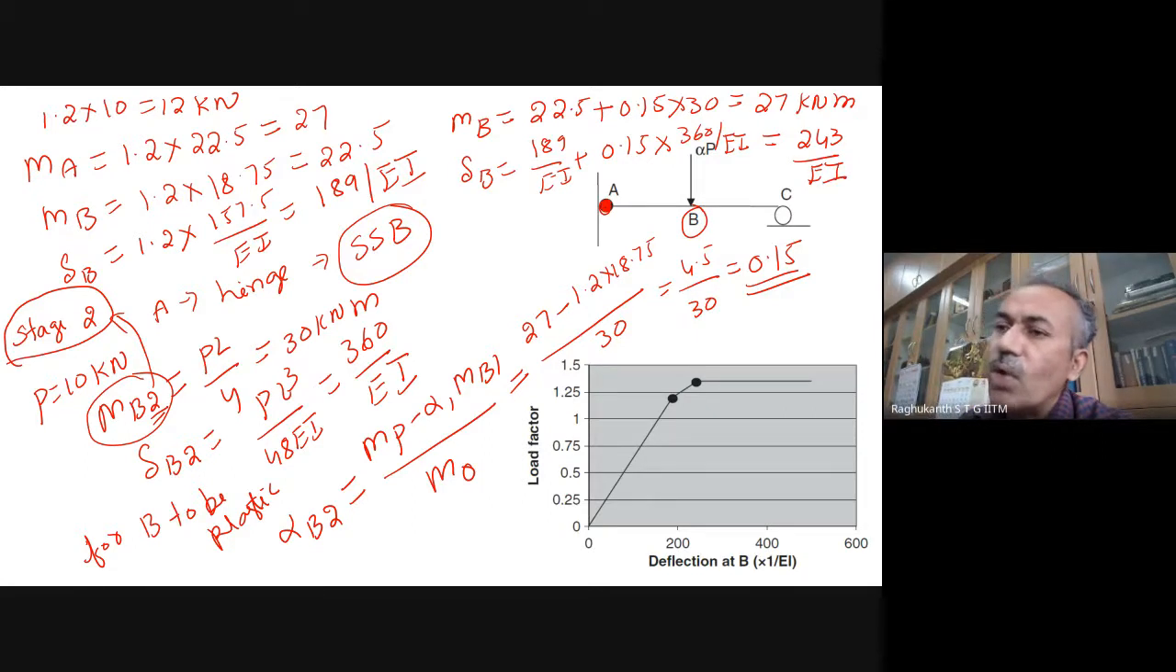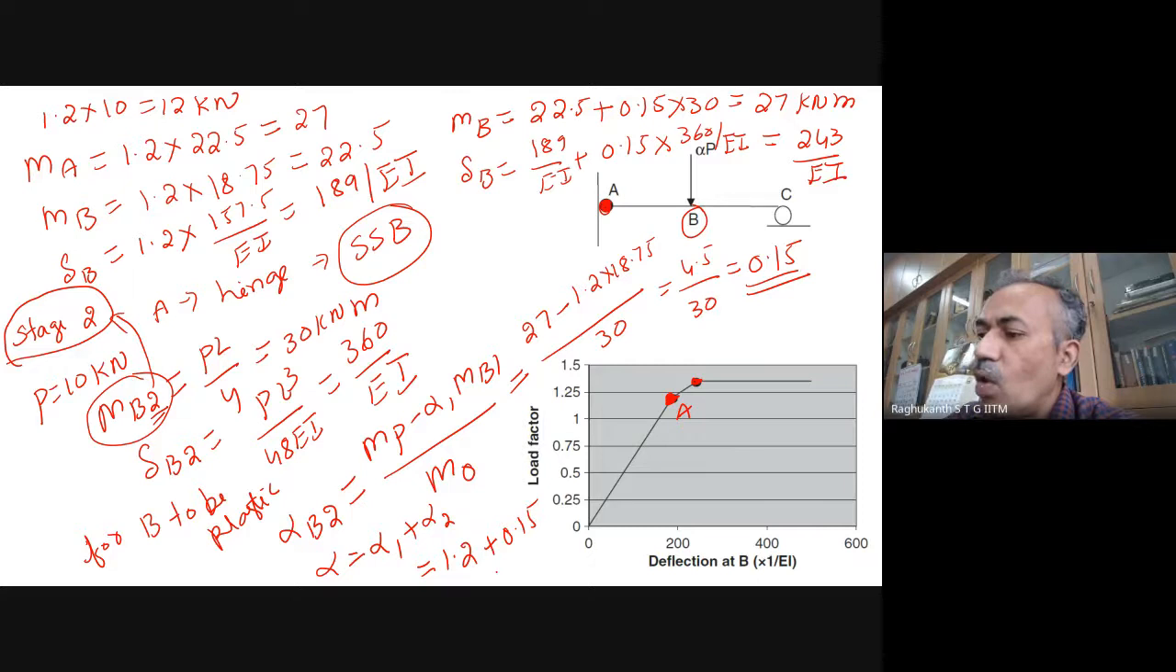Now MB is also 27, MA is also 27, and if you plot load versus deflection, this is a point, where the first hinge has formed at A, and then the second hinge has formed at B. Now the total load factor alpha is alpha 1 plus alpha 2, both have to be taken. So this becomes 1.2 initially plus 0.15. Sorry, 1.35 is the load factor. This is how we can calculate the step-by-step analysis systematically.